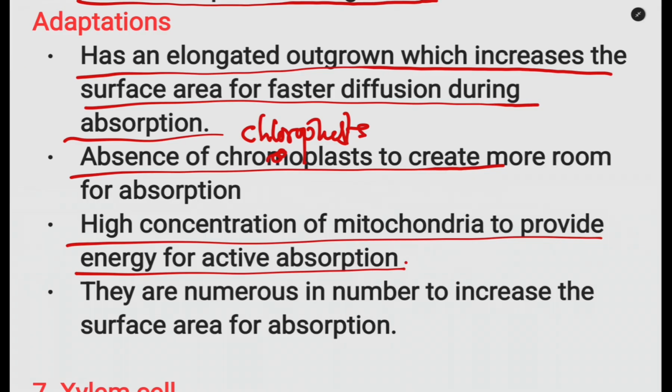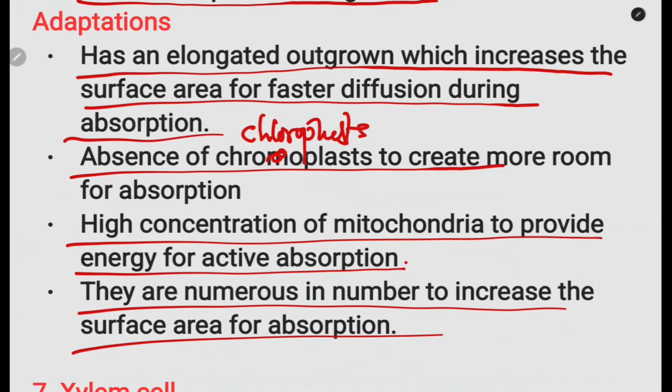Then they are numerous in number. So these root hair cells, they are a lot in number, and that is so that they can absorb more water. Just imagine, this one is absorbing here, the other one, the other one, the other one. So a lot of them in number to increase the surface area for the absorption. That is another adaptation. So you have 1, 2, 3, 4. Out of 4, you can't miss to remember any of these. So please make sure that you know these parts and are very important.